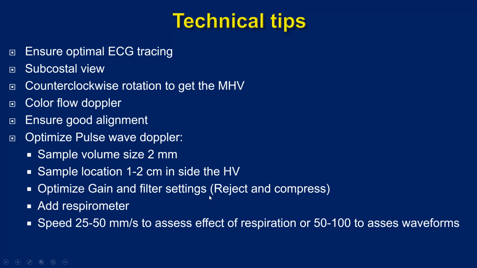optimize gain and filter setting, reject and compress until you get good Doppler, and add the spirometer to see the changes during inspiration and expiration. And the speed should be between 25 to 50 to assess the effect of inspiration, or 50 to 100 to assess the waveforms.